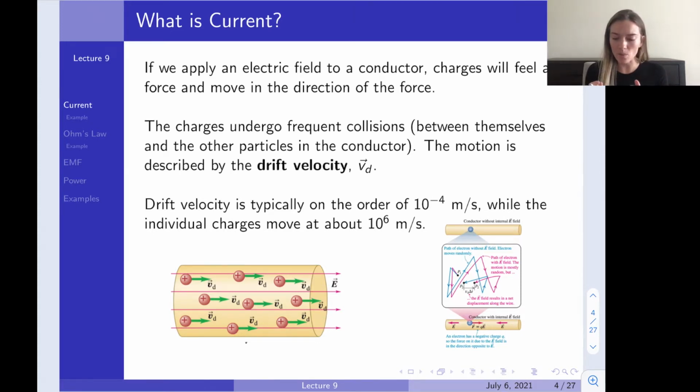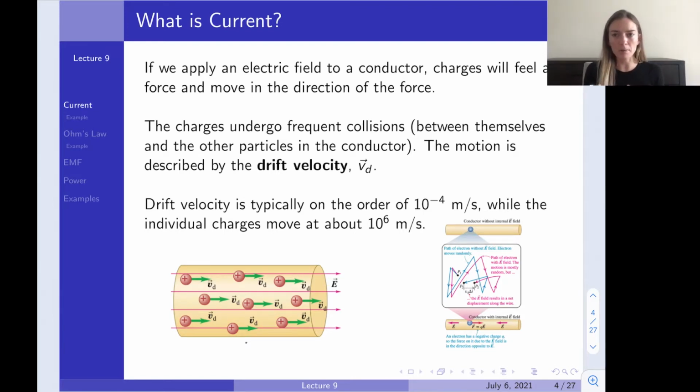So when we apply an electric field to a conductor, now in our previous lectures we said that our electric field inside a conductor is always zero, and that's true for electrostatics, when you just have charges distributed on a conductor and there's nothing else acting. There will be no electric field in that conductor. But you can apply an electric field to a conductor. So you can take a wire of copper and apply an electric field through that conductor, and then there will be an electric field and your charges will move according to the force that they feel.